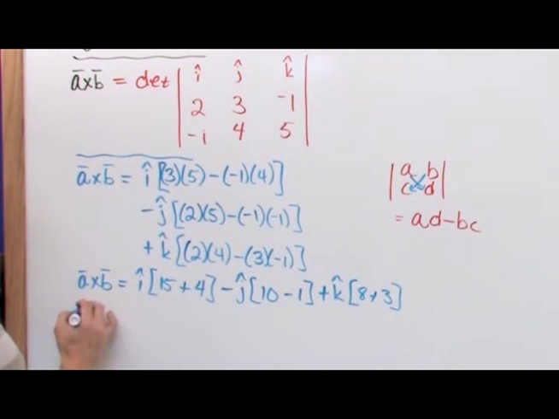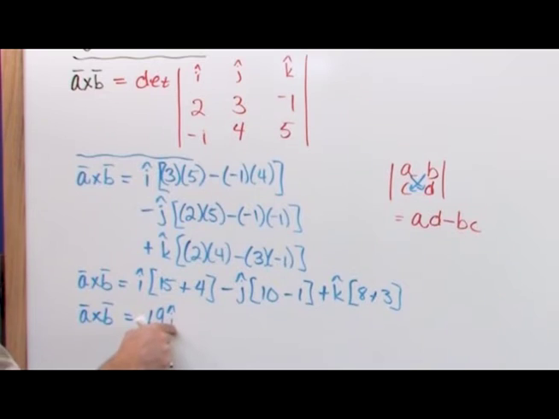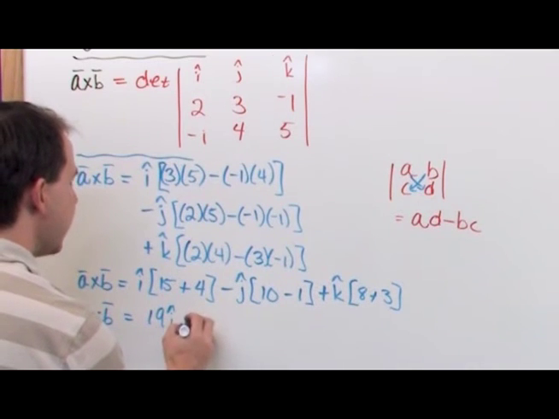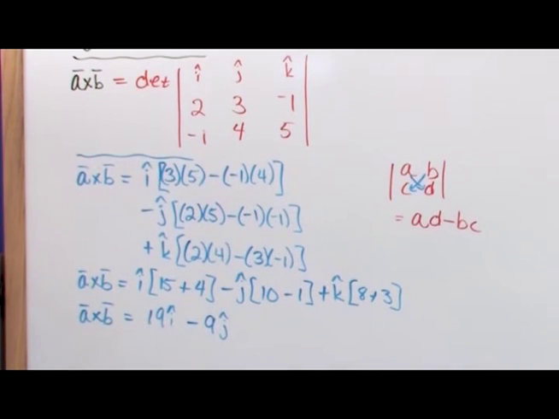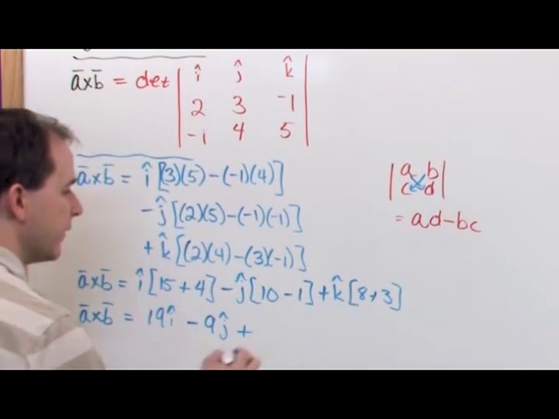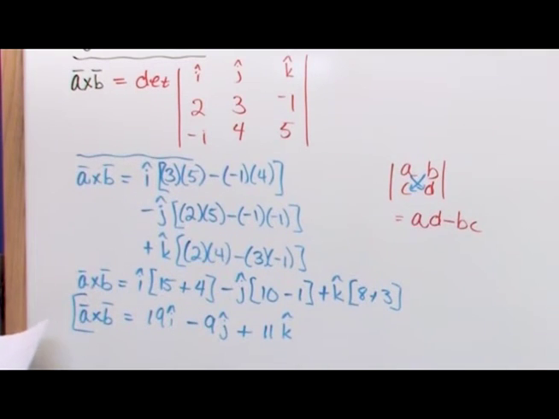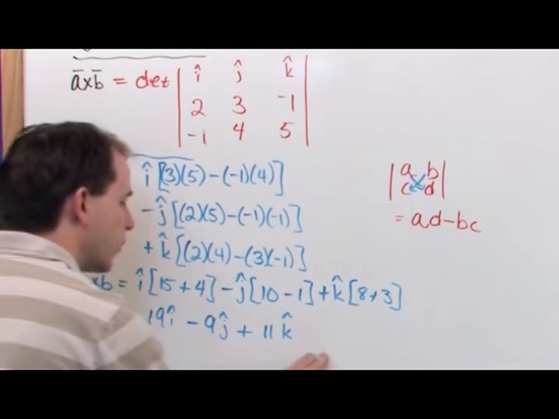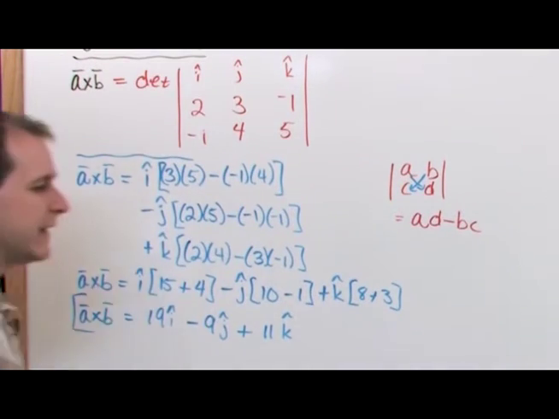Okay, so finally I think we're in a position to do our final simplification here. 15 plus 4 is 19i, so that's 19 in the x direction essentially. Then I'm going to have minus 10 minus 1 gives me 9, so it's 9j, so 9 in the y direction effectively, plus 8 plus 3 is 11, so it's 11 in the k direction, which is the z direction. So the answer to the cross product is 19I minus 9j plus 11k. And this vector, if you were to actually try to draw it and look at it, is exactly perpendicular to these two vectors. Now you see what I'm getting at here.